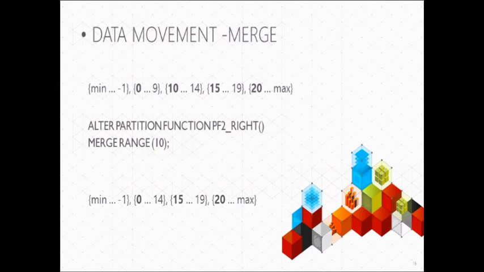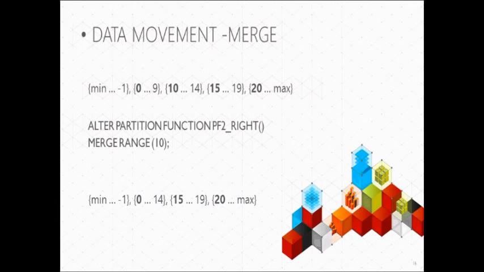For the merge, similarly, you can remove a single boundary value using merge, and removing a boundary value has the effect of merging two neighbor partitions into a single new partition. Removing the boundary value reduces the total number of boundary values by 1, and therefore the number of partitions is also reduced by 1.